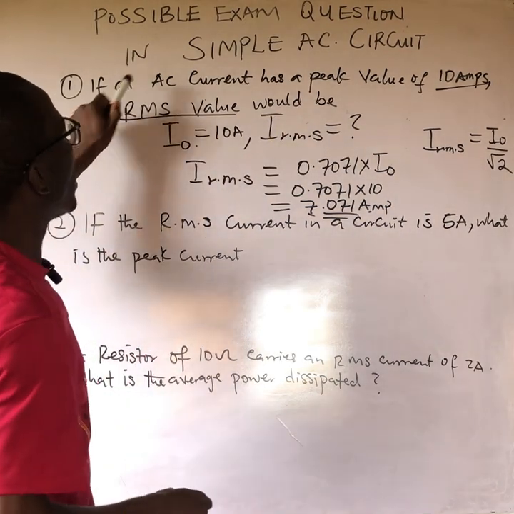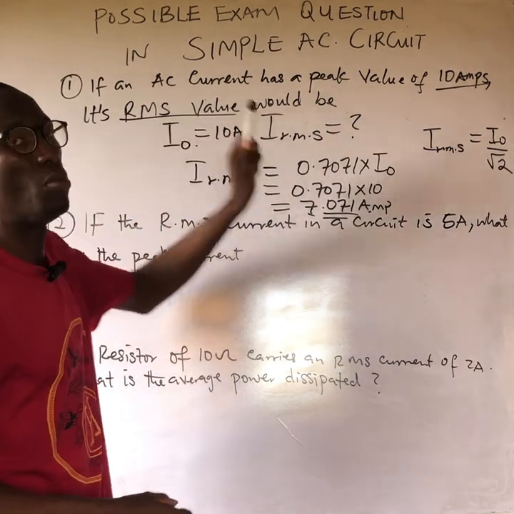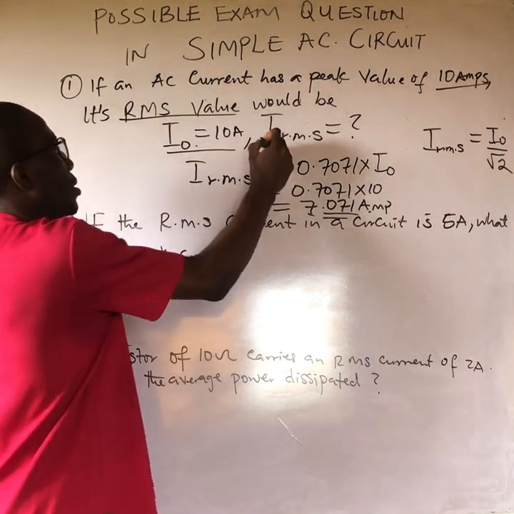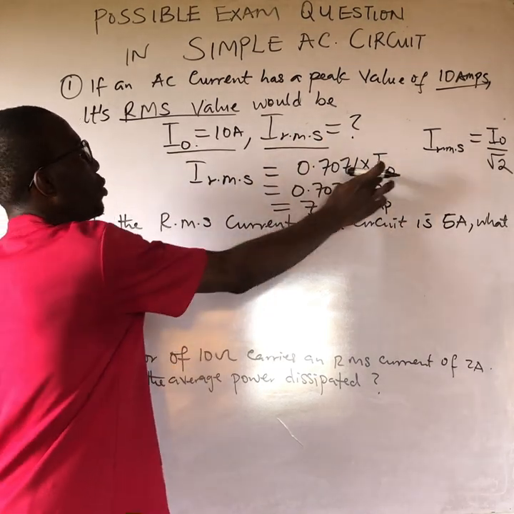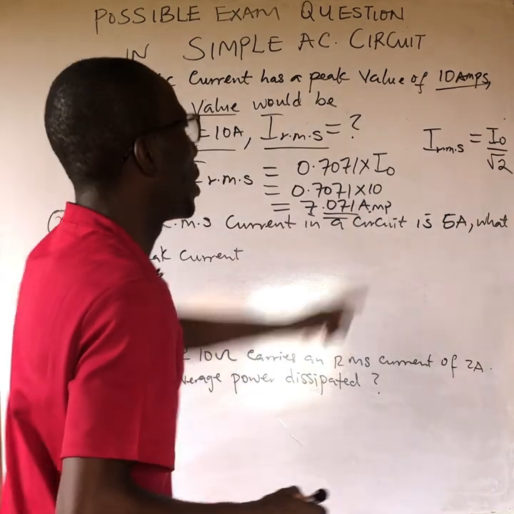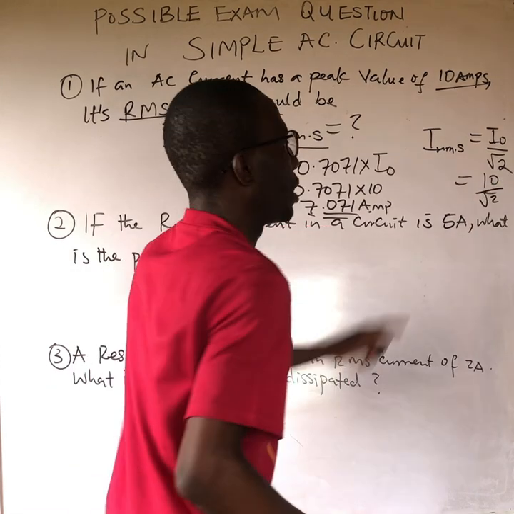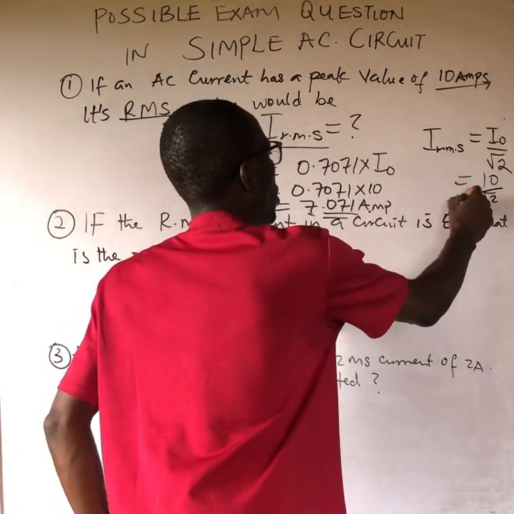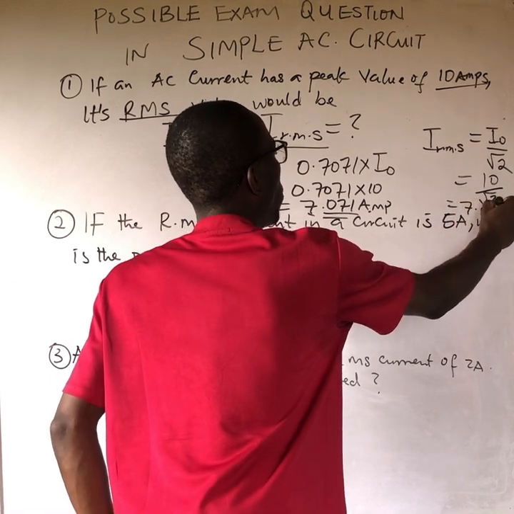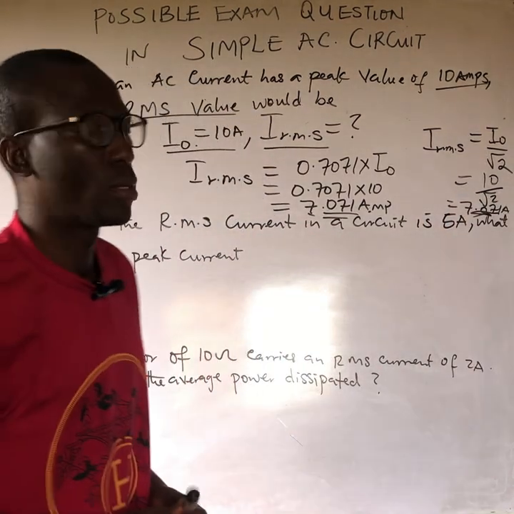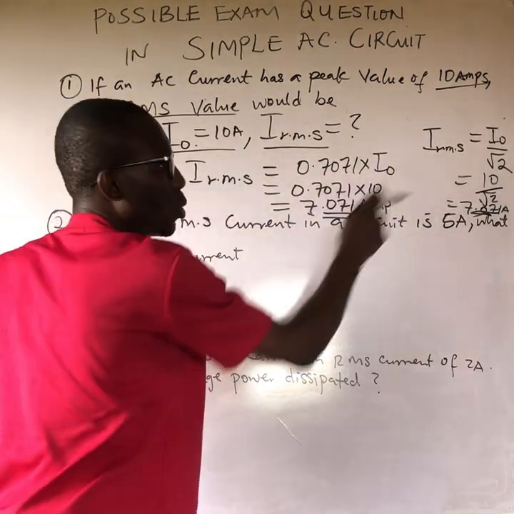The question said, if an AC current has a peak value of 10 amps, its root mean square value would be. This is the peak current and this is the root mean square current. The first formula connects these two, and you input the peak current, which is 10. With the other one, you input 10 over root 2, and if you divide, you get 7.071 amp. So that's the answer. It's the same thing with these two; either you use this formula or you use this one.